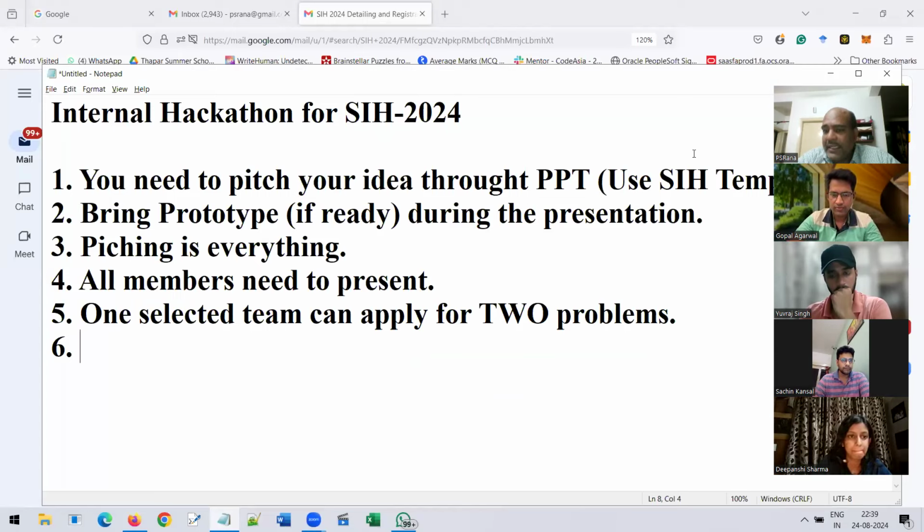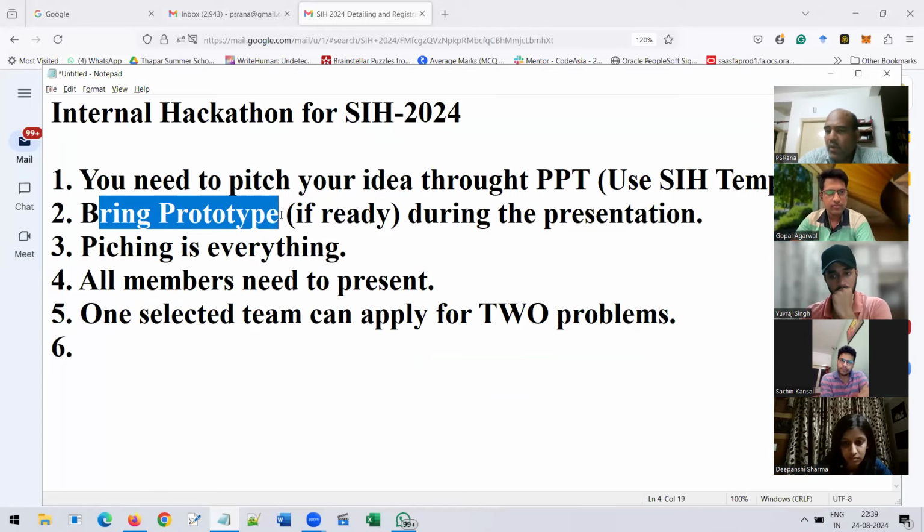So kindly use the SIH template, because this time they changed the template. I think 7 PPTs are there. So kindly stick to the template only. Don't add or delete any number of PPTs. Whatever they have said, you have to do the same. Now this is very important during the presentation. If a prototype is ready in any form, a small video or a small prototype, that will be an advantage in your presentation.